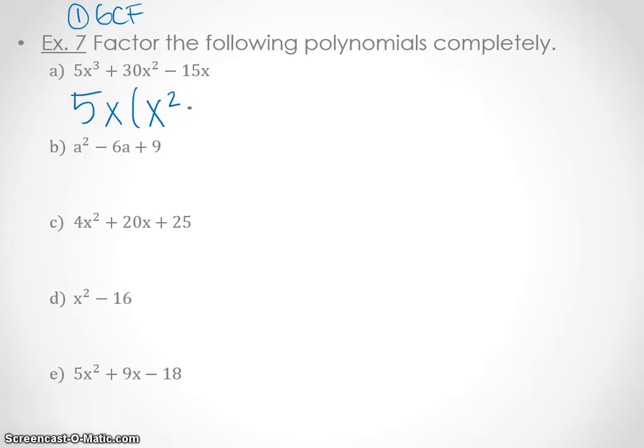30 divided by 5 is 6, so plus 6x. We had x squared, we take x out, we have 1x left. And then 15 divided by 5 is 3. And then we had 1x and we took it, so we are done with that one. Now, when you do the GCF, you always want to check to see if you can factor further. There's no GCF in there, so the next thing you check is your special patterns.